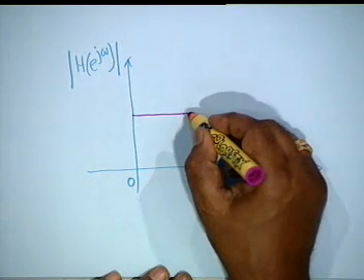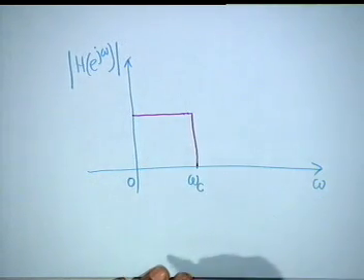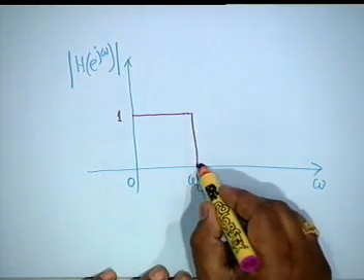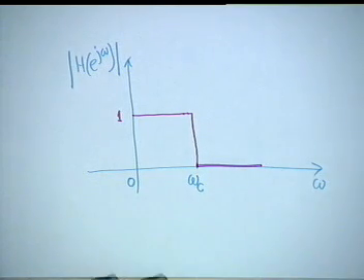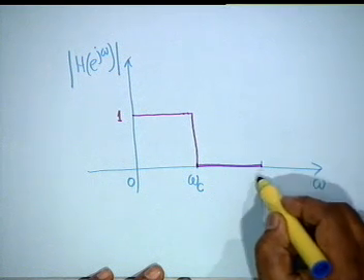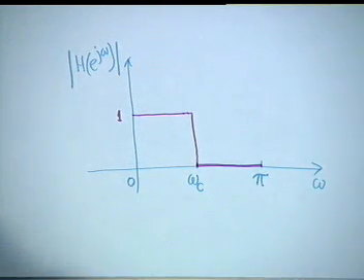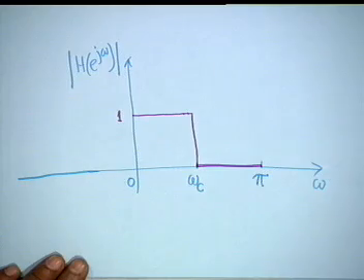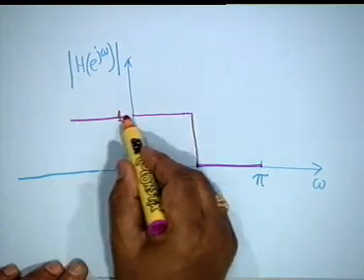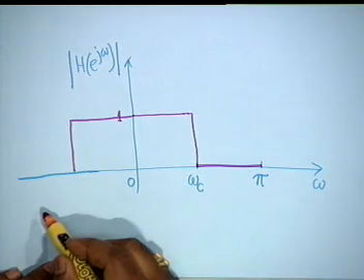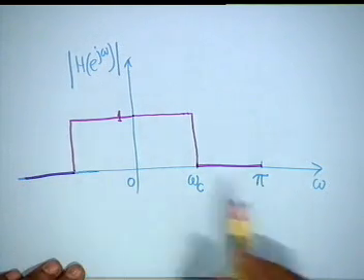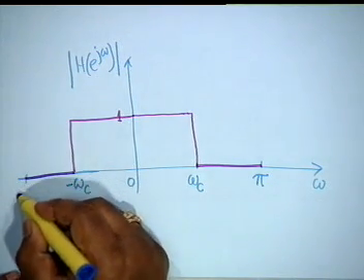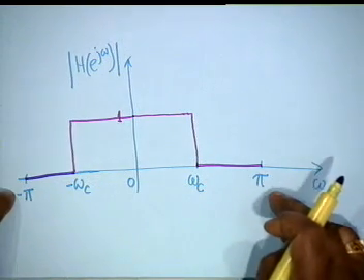1 is a normalized value, magnitudes remain constant at, let us say this is 1, and beyond omega sub c the magnitude should be equal to 0 up to our baseband, which is pi. Then of course it extends on the other side also in the same manner, that is, what we want is this is minus omega c and minus pi. Okay, this is our range of vision.